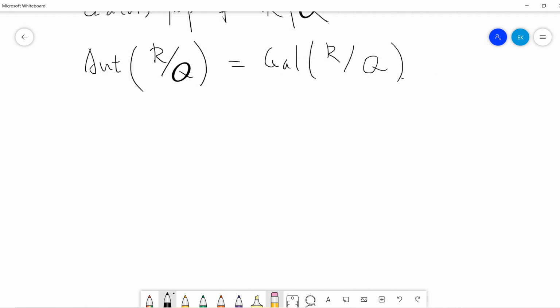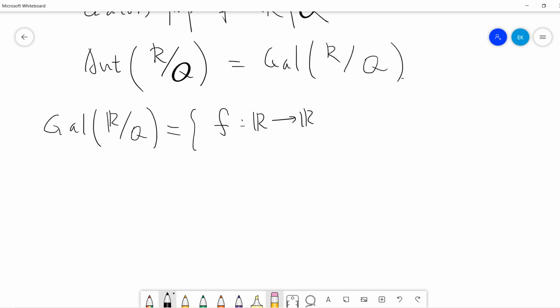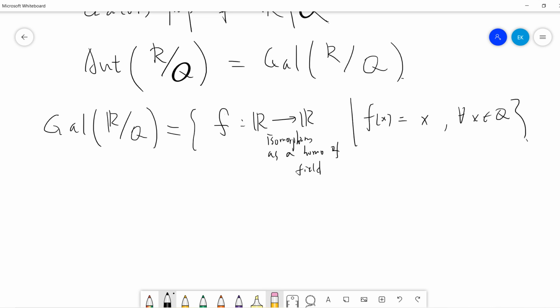Let me quickly remind you that R and Q are fields. So these are maps f from R to R which are homomorphisms of fields but fix Q. So f of x equals x for all x belonging to Q. And all of these form a group.